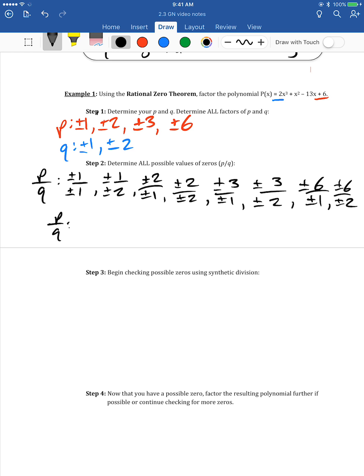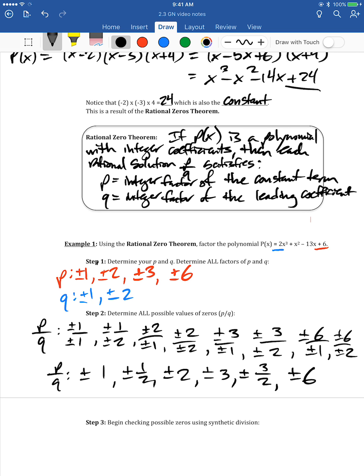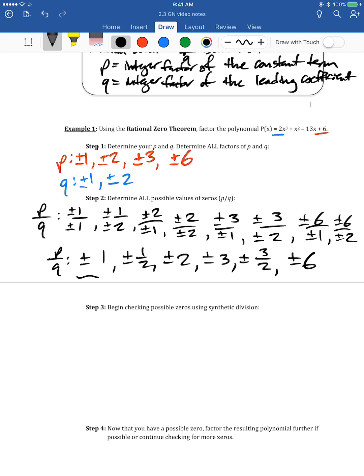So if we go ahead and simplify everything, we have plus or minus 1, plus or minus 1/2, plus or minus 2, plus or minus 3, plus or minus 3 over 2, and plus or minus 6. So those are all of our possible p over q values we just listed. And now we know the rational zeros theorem tells us that in here somewhere are any rational zeros of our polynomial, p of x.